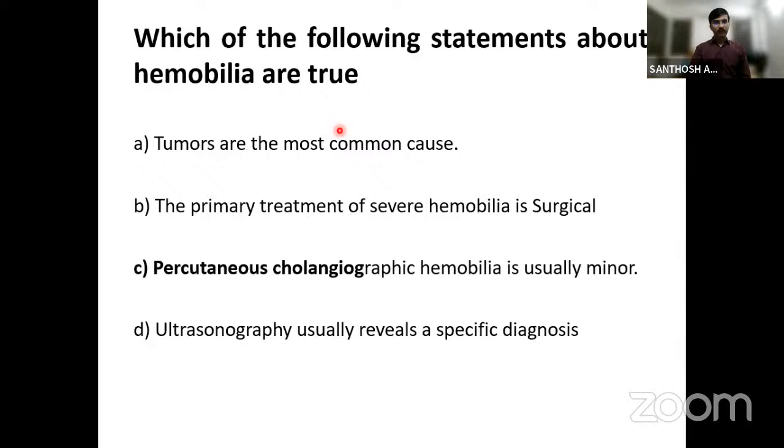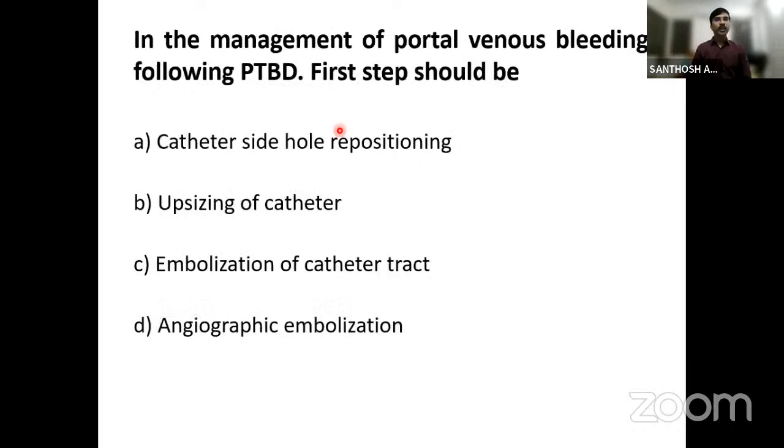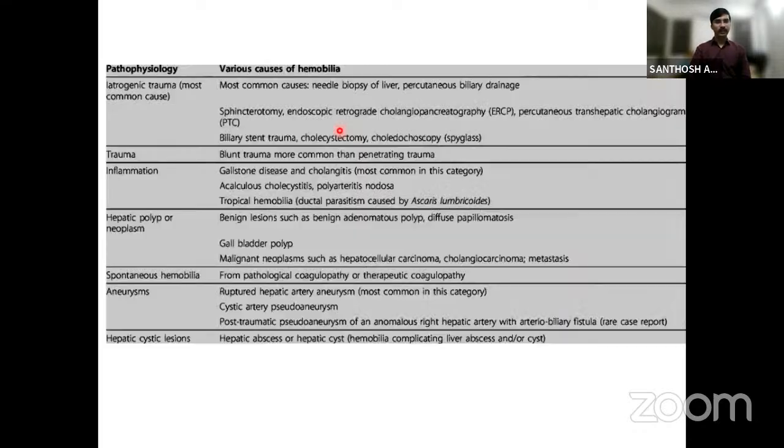So again, percutaneous cholangiographic hemobilia is usually minor. Okay. So whenever percutaneous things happen, it is usually minor. It is not significant enough to require angioembolization. The management of portal venous bleeding following PTBD should be first catheter repositioning, as I said. Okay.